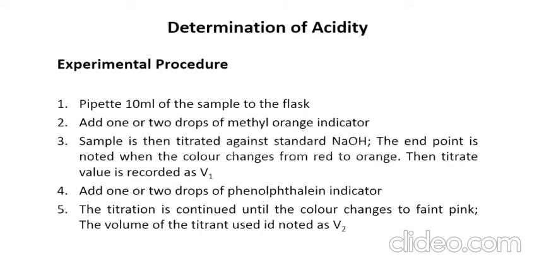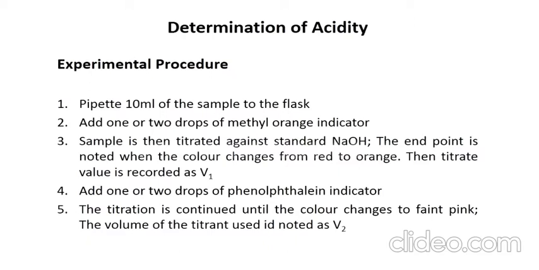Experimental procedure: pipette 10 ml of the sample to the flask, add 1 or 2 drops of methyl orange indicator. Sample is then titrated against standard sodium hydroxide. The end point is noted when the color changes from red to orange. Then the titrant value is recorded as V1.